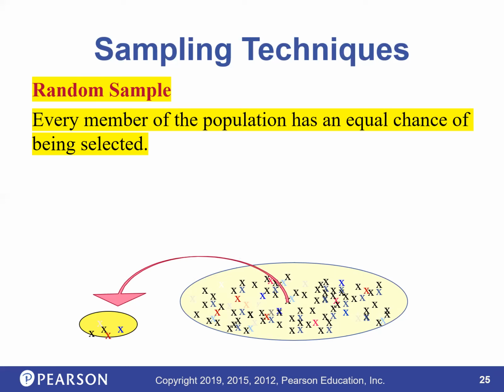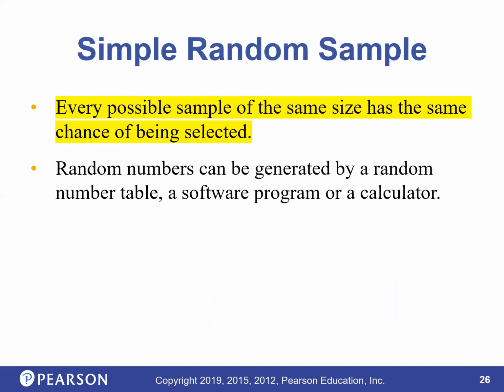There's the goal. Random sample is the goal. Every single person has a chance to be selected. So the first way we do it is something called a simple random sample. Your slide is a little different than mine here, but every possible sample of the sample size has the same chance of being selected. How do we do so?